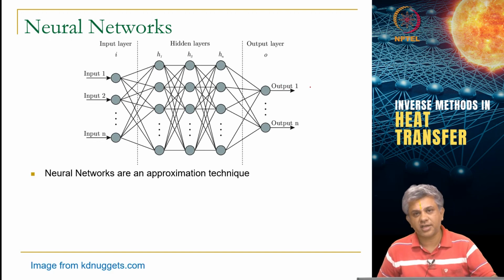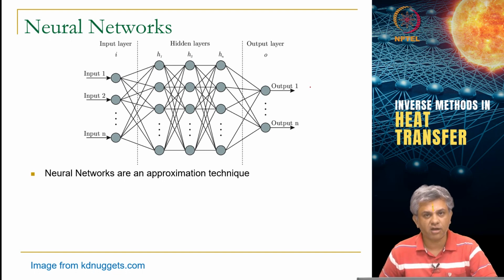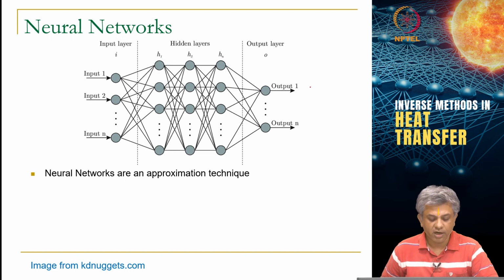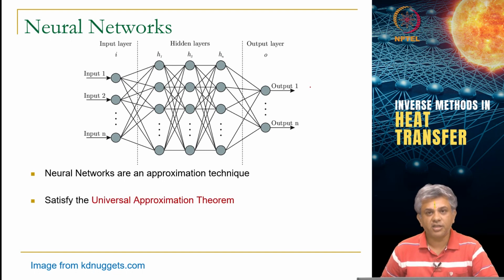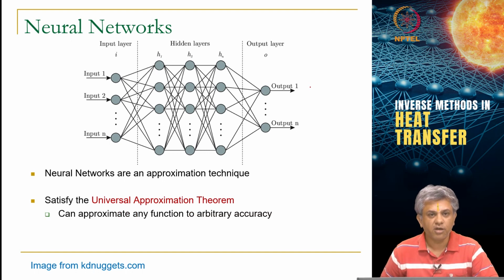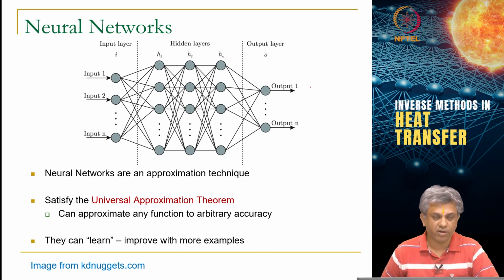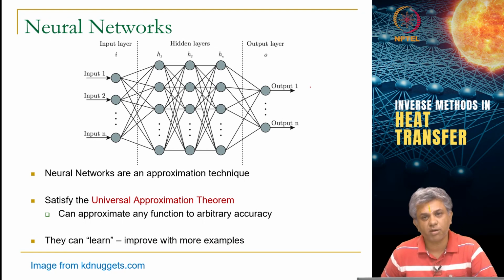Neural networks effectively, which we will use over the next 2-3 weeks, I will introduce you to neural networks really speaking in the next week. This week is just a soft introduction to machine learning. These are an approximation technique. They satisfy something called the universal approximation theorem, which says that a neural network can approximate almost any engineering function to arbitrary accuracy, and more importantly they can learn. That is, the more examples you give, the more simulations, the more experiments you give, it will generally improve the prediction.